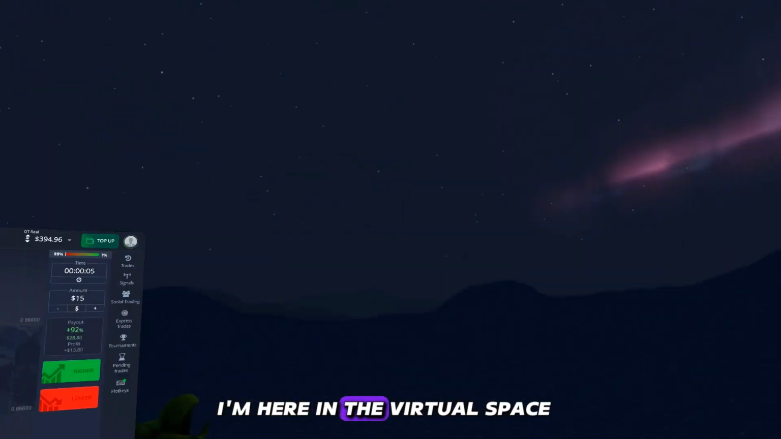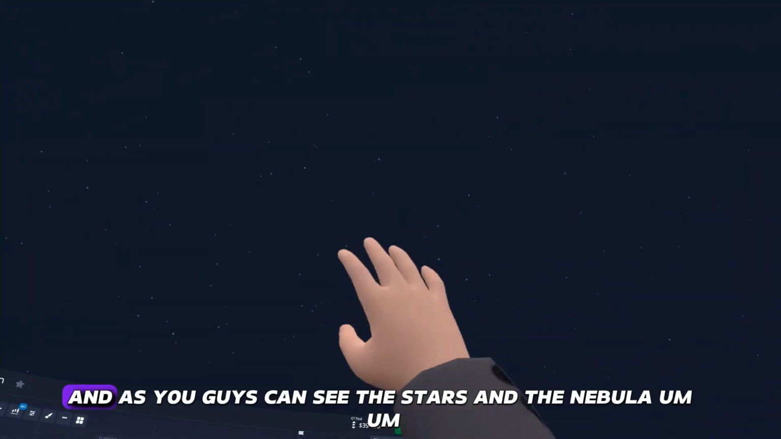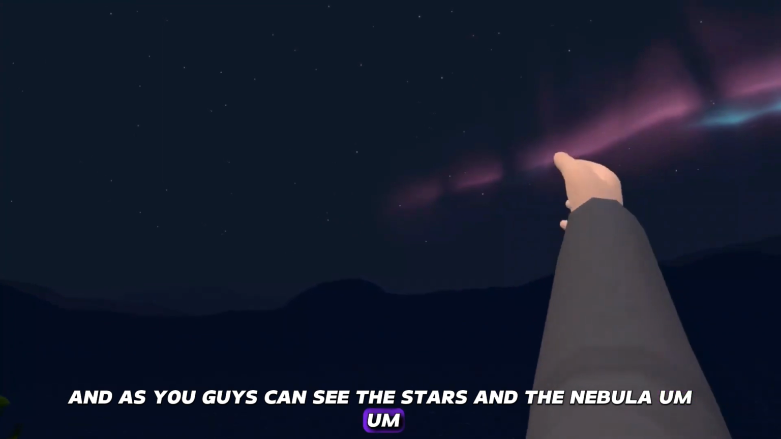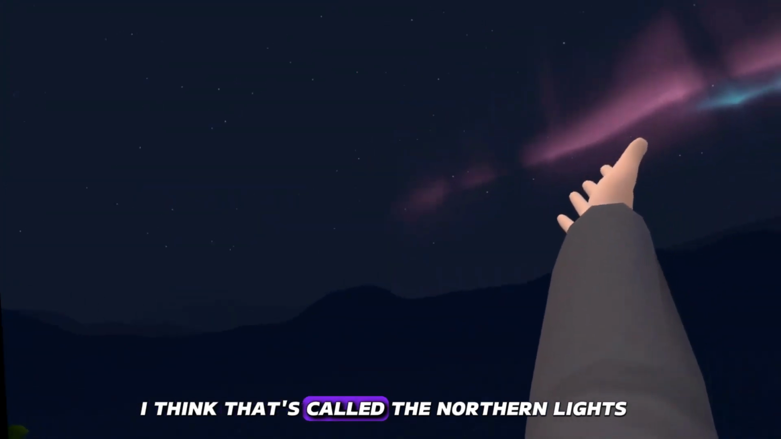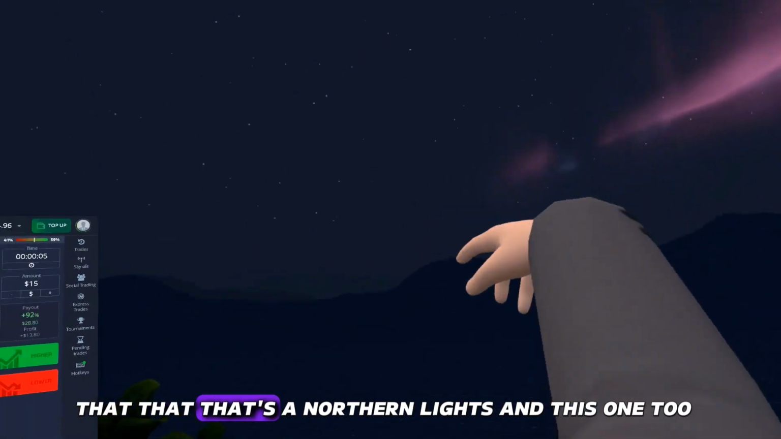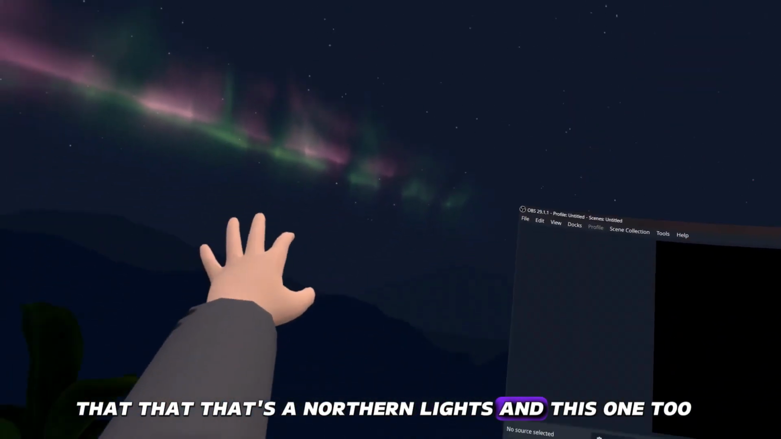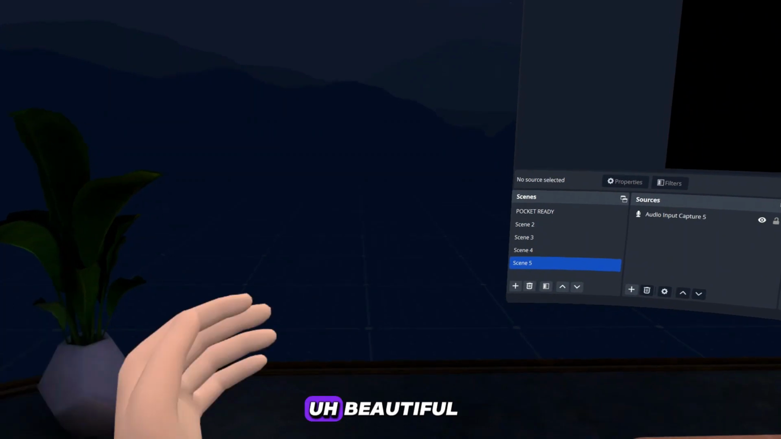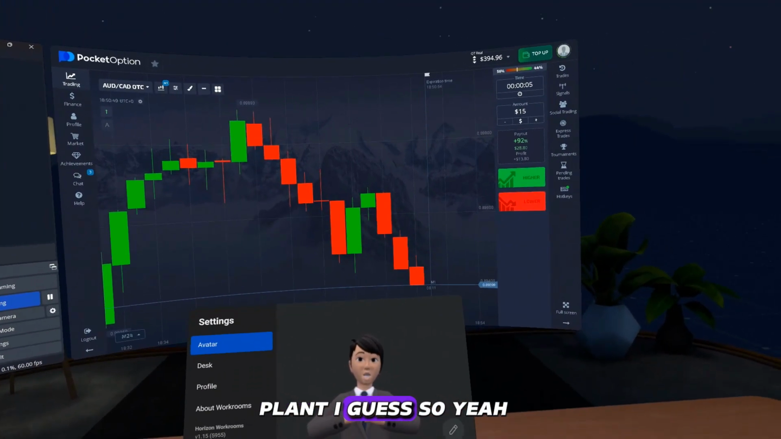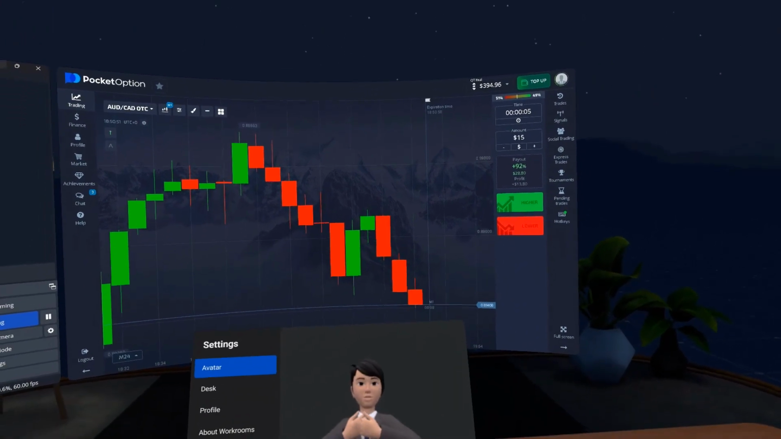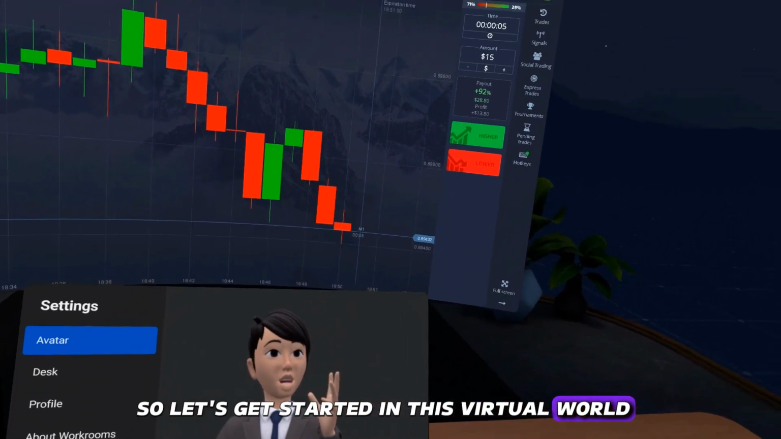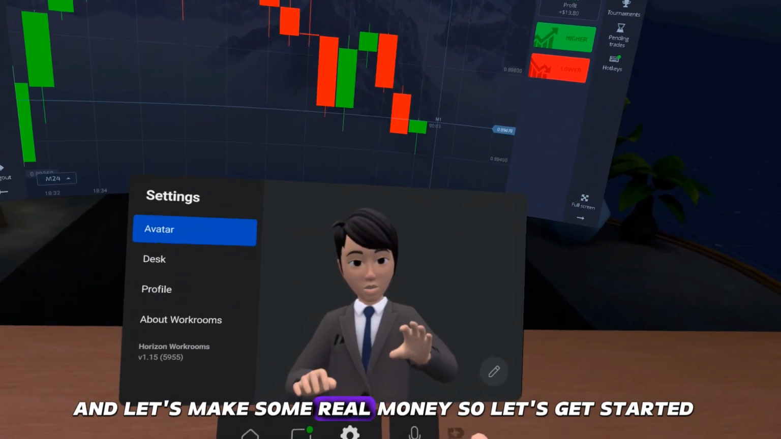I'm here in the virtual space. And as you guys can see, the stars and the nebula. I think that's called the Northern Lights, not nebula. Yeah, that's the Northern Lights, and this one too. Beautiful planet, I guess. So yeah, let's get started in this virtual world, and let's make some real money.